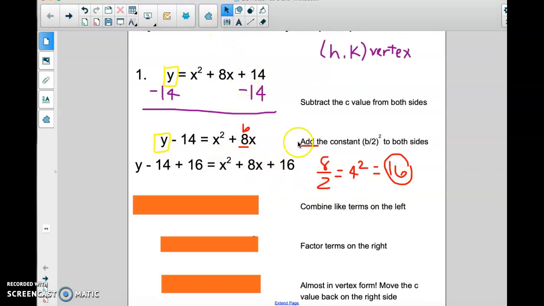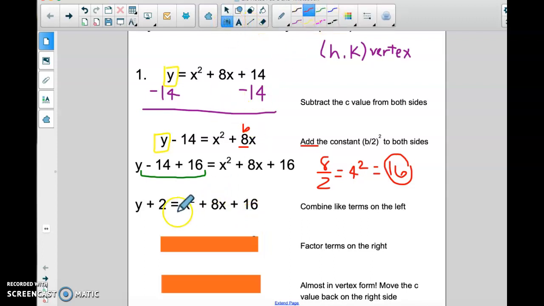Now what I can do is combine the like terms on the left. So what are my like terms over here? The negative 14 plus 16, what's that going to give me? 2, great. Y plus 2. Notice it's a positive now because negative 14 plus 16 is a positive 2. This side stays the same. Now what I can do, the whole point of adding that constant before, is the same.